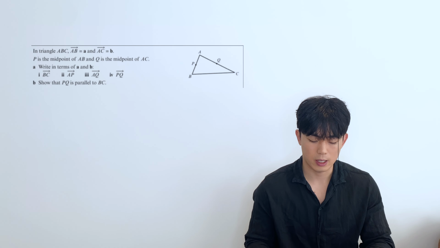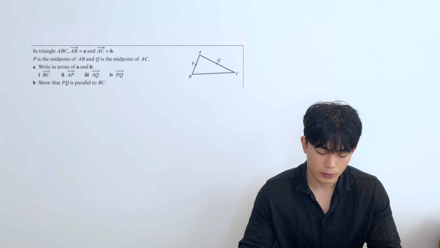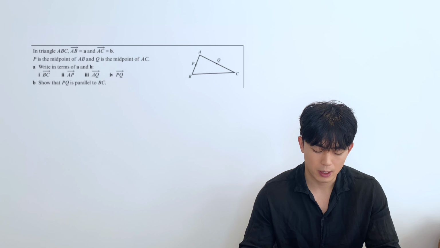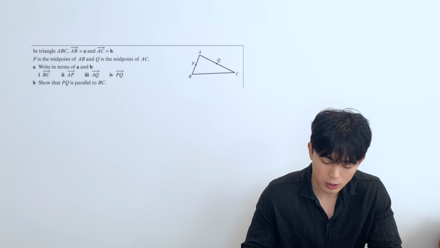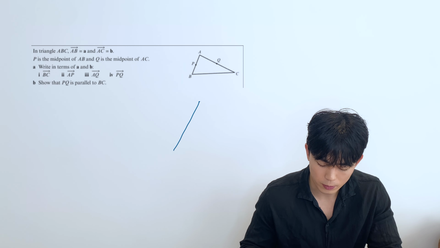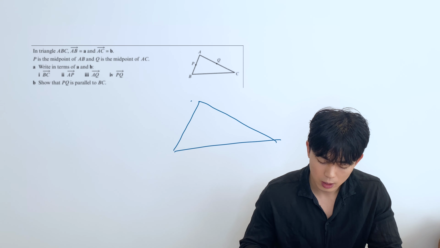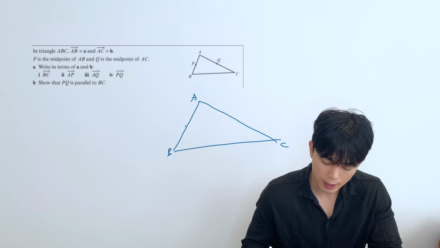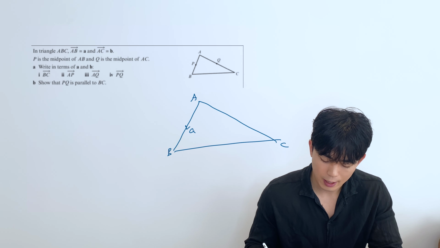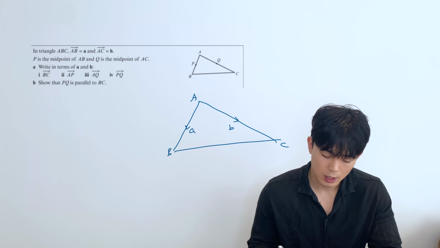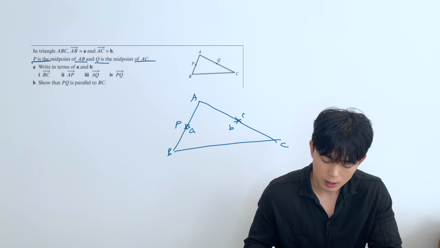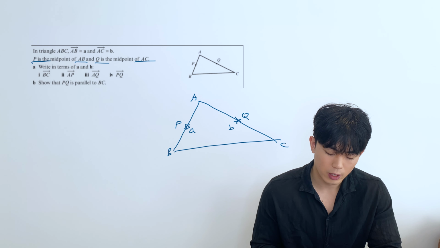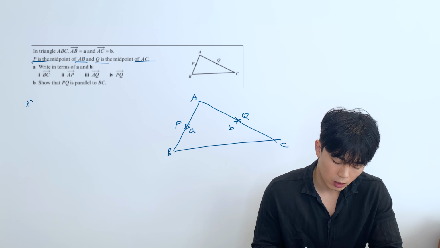So let's solve a question, let's look at this one here. We have a triangle ABC, AB is a and AC is b. The directions are important, so I'm going to draw it a bit larger. So A, B, C. A to B is represented by small a, and A to C is represented by small b. P is the midpoint of AB, and Q is the midpoint of AC. So P is here, and Q is here. Part 1: in terms of a and b, find B to C.